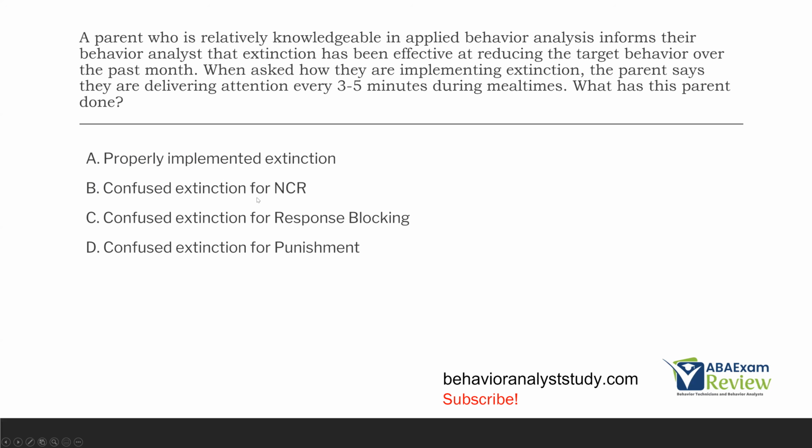What tends to happen? C, confused extinction for response blocking is very common. Remember, response blocking prevents a response from being emitted. You can't emit a response if it's blocked. Response blocking is not extinction. We have to remember that. And then D, confuse extinction for punishment. Punishment and extinction are two separate things. Both act to reduce behavior, but they're two very different things. So we can't confuse extinction for any of these things.